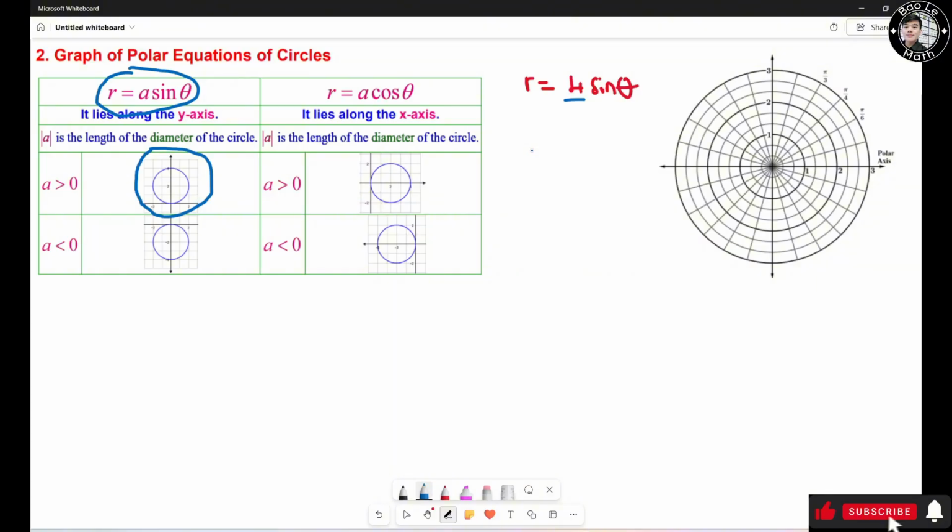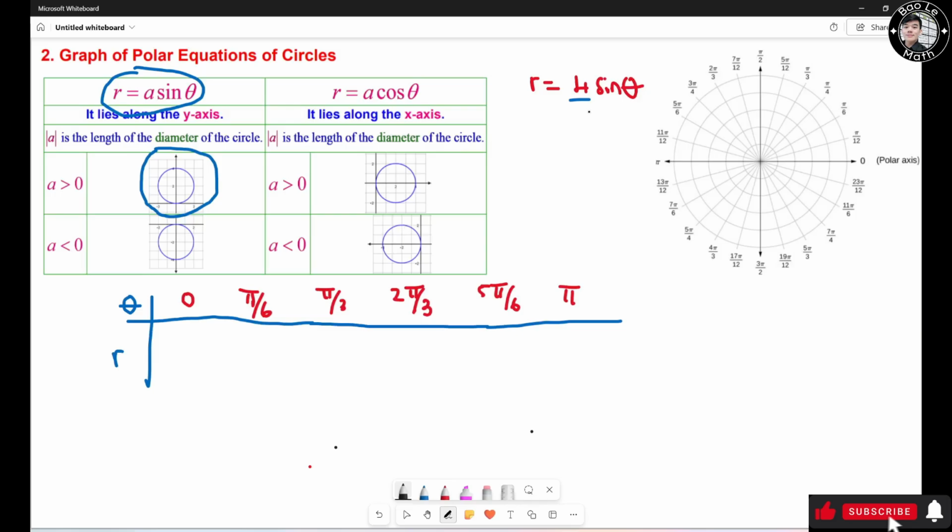In order to graph this one, you need to create a table of values. Now, r equals 4 sine theta. We're going to take the special values of the angle theta, which are 0, pi over 6, pi over 3, 2 pi over 3, 5 pi over 6, and pi. If theta equals 0, you substitute 0 for theta, so r equals 4 times sine of 0. Sine of 0 equals 0, so r is 0. So the radius is 0 when the angle theta is 0, and the point is right here.